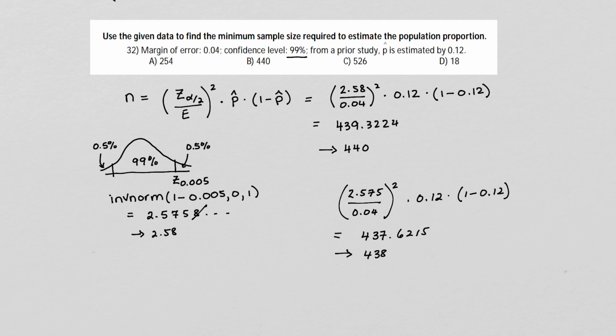So on your exam, you want to go out to 3 decimal places for that particular value. Normally you would round to 2 and get that. And then here, just for the purposes of this particular problem, we would use 2.58 in order to get that 440. So that's how you do that problem.